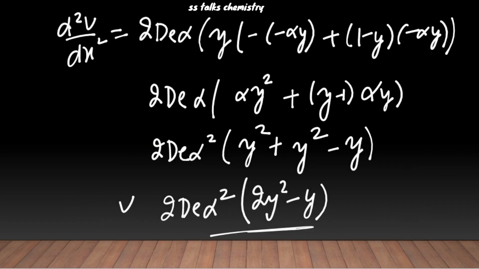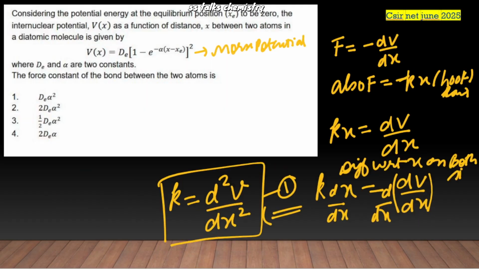So among the options, 2 De alpha square, the second option will be the right answer. I hope the concept is clear. The main thing was just about the differentiation. You should have the idea of how you can differentiate these types of given equations.